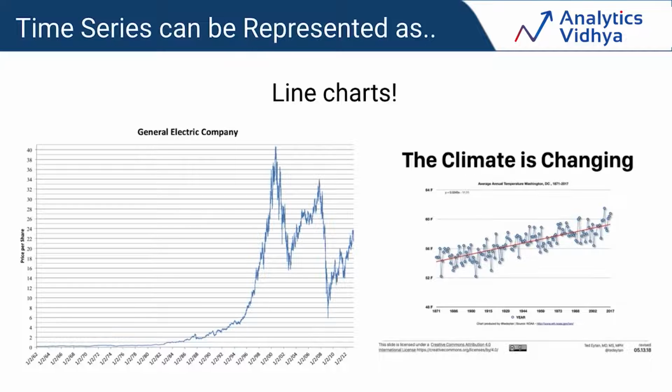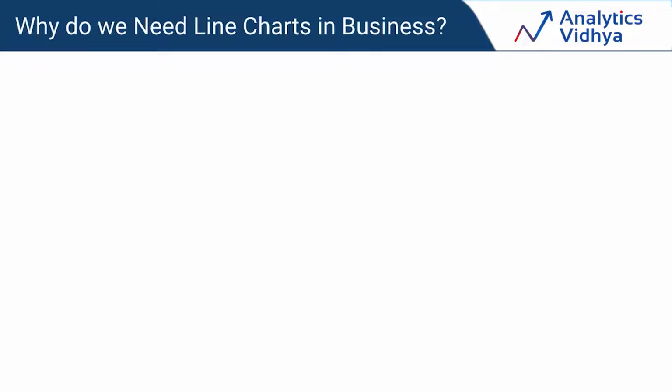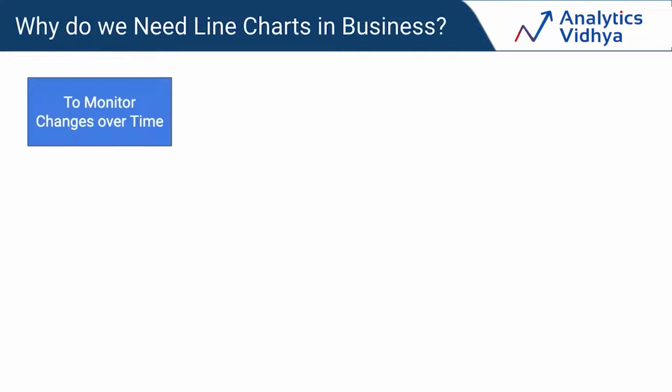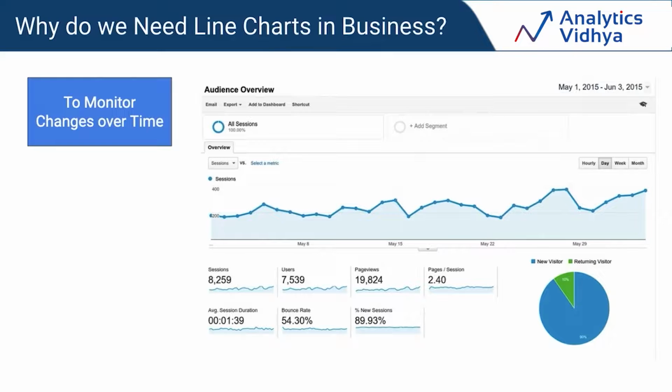In short, line charts are immensely useful. So let's answer the question of why we need line charts in the first place. We understand where they're used. Now let's answer the why part. Line charts let us monitor changes over time. Google Analytics is a classic example of this. I use it extensively to monitor the traffic on my website, and Google Analytics uses line charts to show how the traffic is doing over time, including hourly, daily, weekly, and monthly.